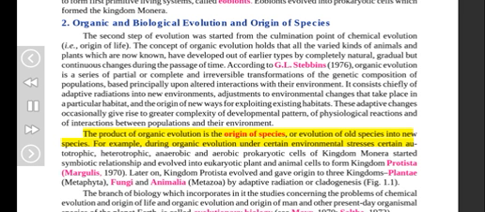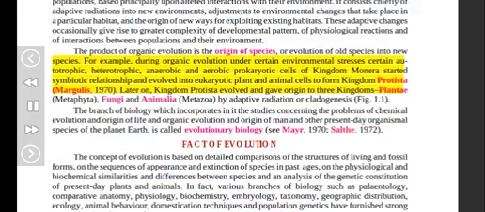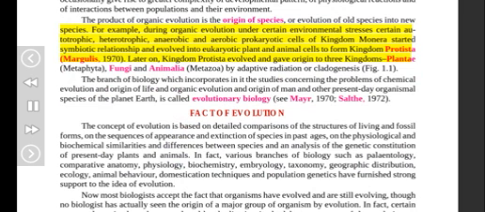For example, during organic evolution under certain environmental stresses, certain autotrophic, heterotrophic, anaerobic and aerobic prokaryotic cells of kingdom Monera started symbiotic relationship and evolved into eukaryotic plant and animal cells to form kingdom Protista. Margulis, 1970. Later on, kingdom Protista evolved and gave origin to three kingdoms, Plantae (Metaphyta), Fungi and Animalia (Metazoa), by adaptive radiation or cladogenesis, Figure 1.1.